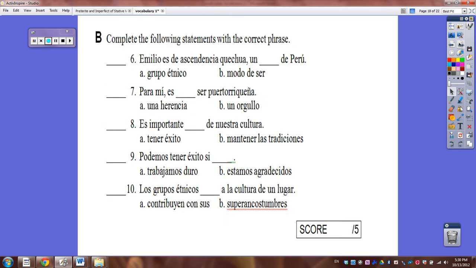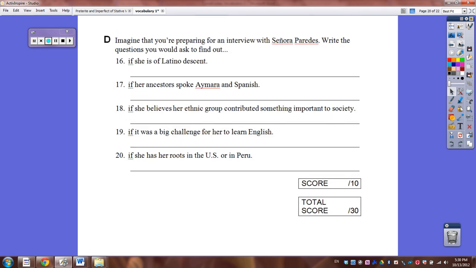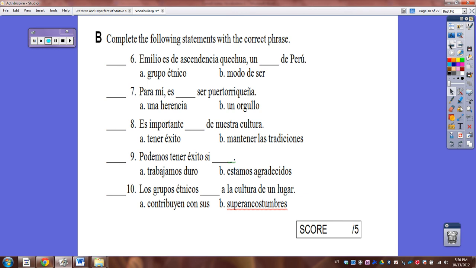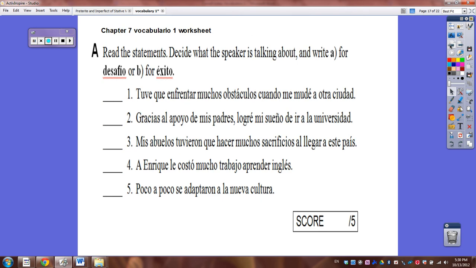Remember, there are 1, 2, 3, 4 activities that you need to complete. I will do the first one out of each section with you, and that is it. You have to do the rest yourself. It says read the statements, decide what the speaker is talking about, and write A for desafío, which is a challenge, and then B for éxito, which is a success. I had to face many obstacles when I moved to another city. If I had to face many obstacles, that is a challenge, so that is A. Yay!